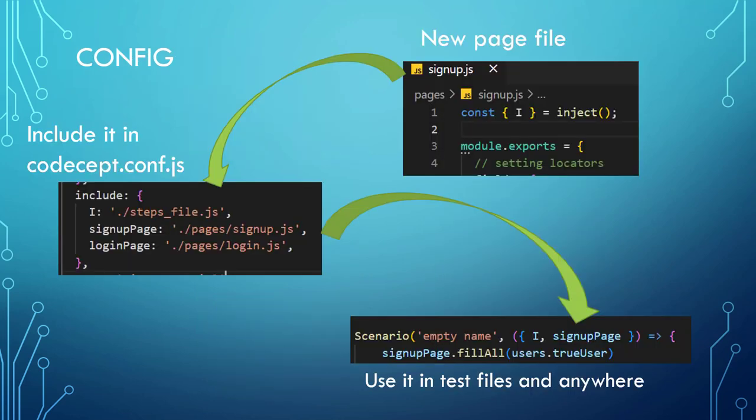Whenever you add a new page object or fragment, include it in the config file. That way, you can use it anywhere you want. This is a strong feature of the CodeceptJS library.